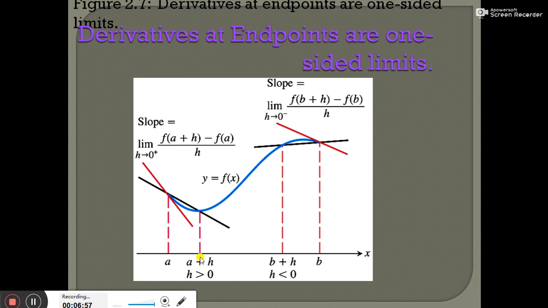and at B we have the tangent like this, that is the slope, and as we have to move to the left side of B, therefore we have limit h tends to 0 negative, [f(b + h) - f(b)]/h.